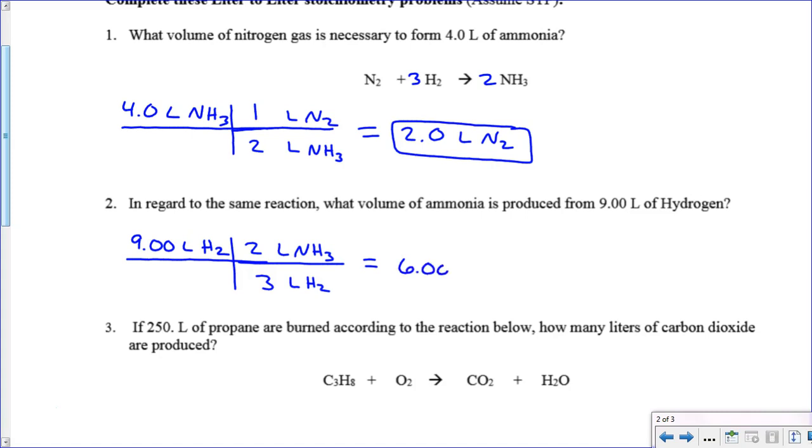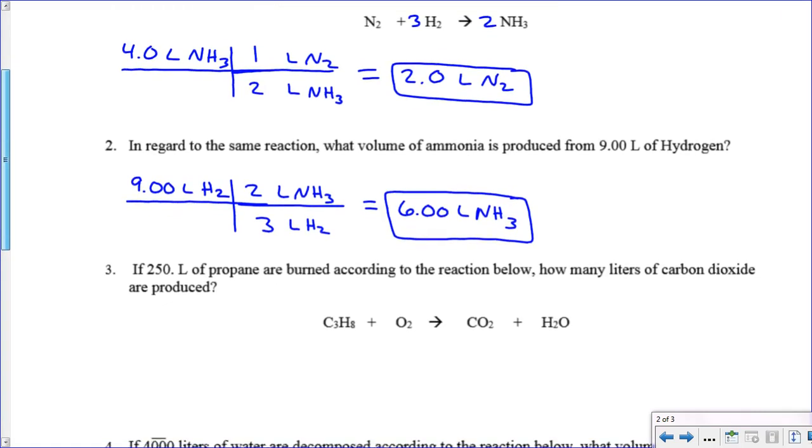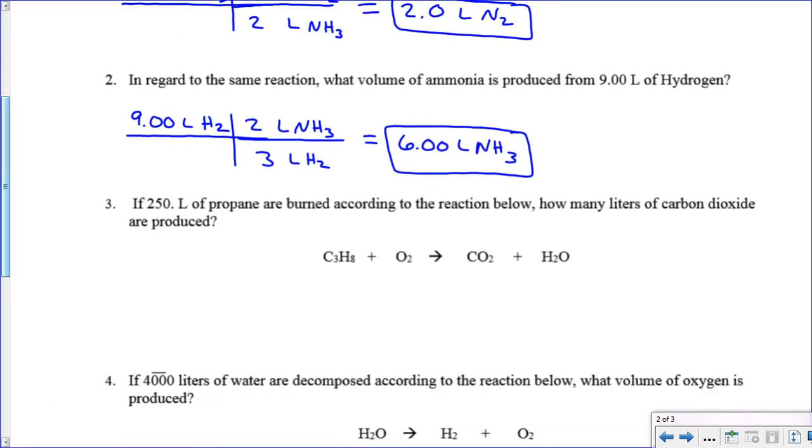6.00 liters of NH3. The reason for the 6.00 instead of calling it just 6 is because we have to keep the sig figs right. We had 3 sig figs originally. The mole ratio has an infinite number of sig figs because it's a perfect ratio, and so we keep our 3 sig figs in the answer.